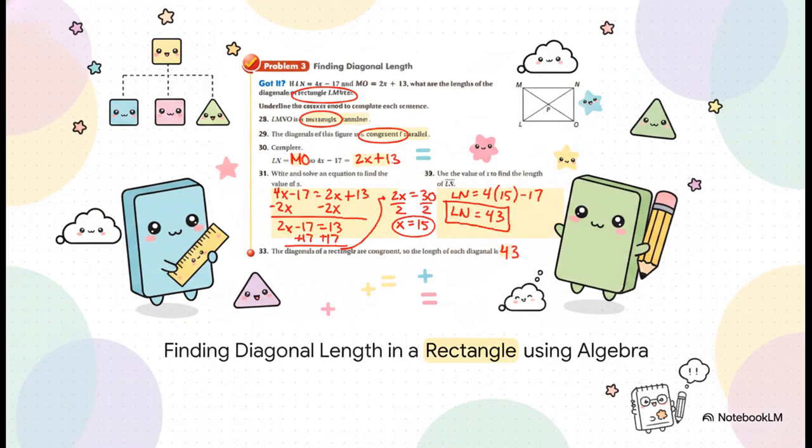All right, so what does this all mean in the real world? Let's transition into practical application, because knowing these structural properties actually unlocks some pretty complex algebraic puzzles. Take this scenario. We have a rectangle, LMNO. We're given the algebraic expressions for the lengths of its two diagonals. LN is 4x minus 17, and MO is 2x plus 13. So how do we find the actual length?